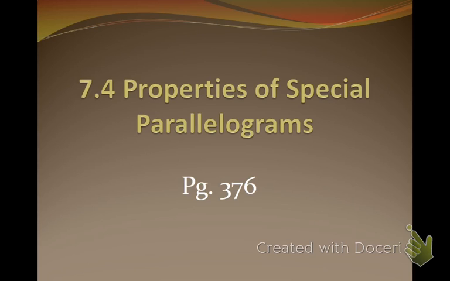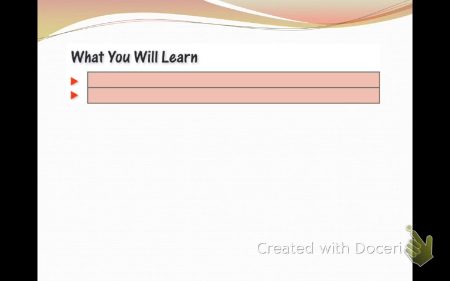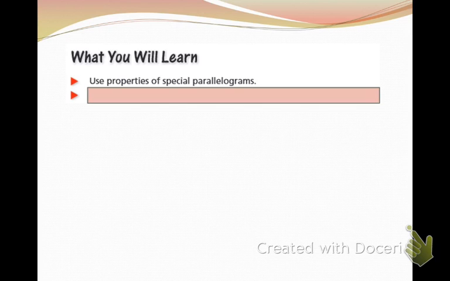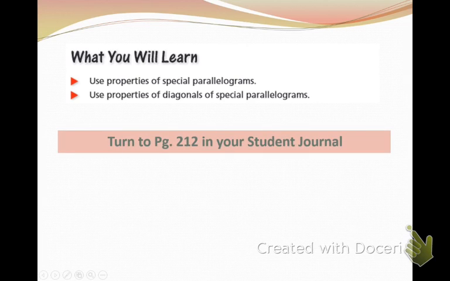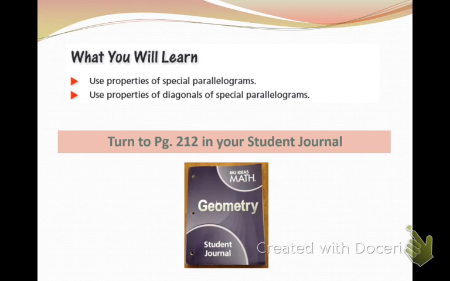Okay, so we're talking about properties of special parallelograms. We will be learning about the properties of these special parallelograms. You wrote them down on that chart. We're going to be talking about rectangles, rhombuses, and squares. There are obviously more parallelograms, but these are the ones that we are dealing with. And then we're going to use the properties of their diagonals. Go ahead and turn to page 212 of your student journal. We will begin there and then eventually get to the chart that you drew.